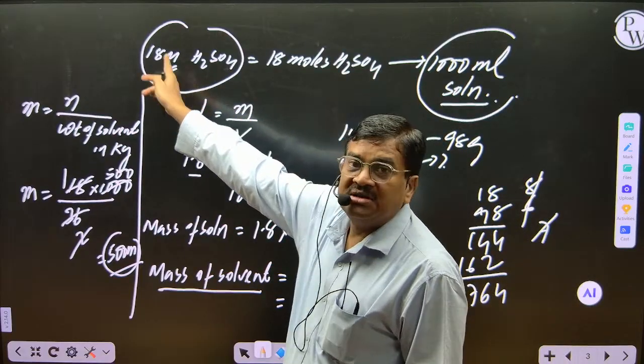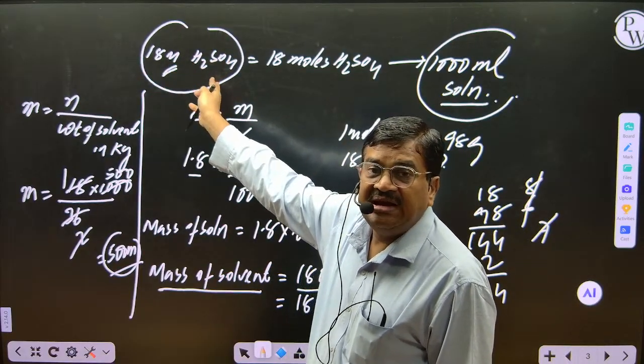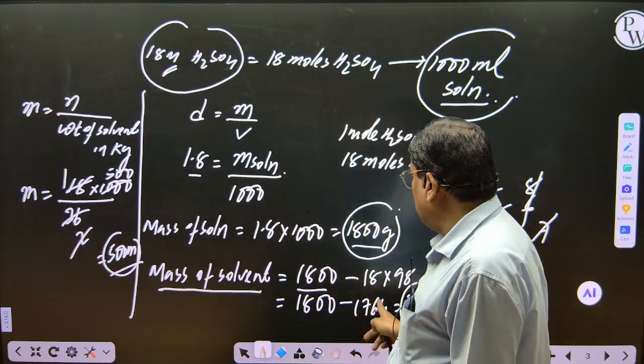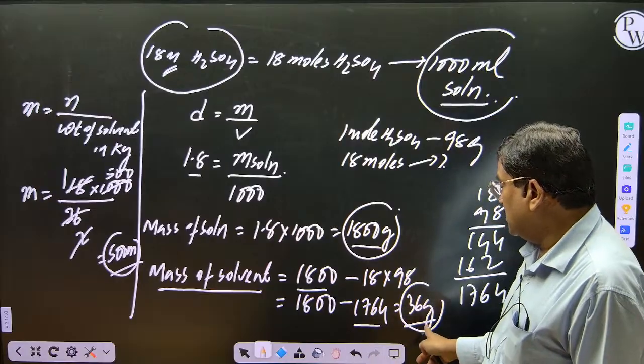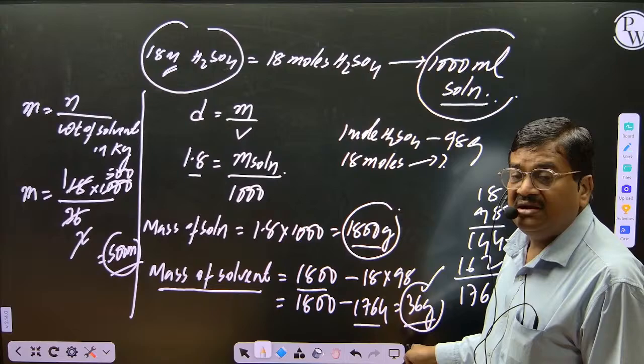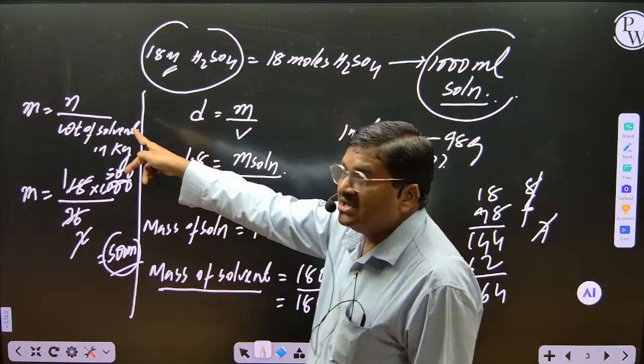As you know, mole concept, 1 mole of sulfuric acid weighs 98 grams. So 18 moles will weigh how many grams? 18 into 98, that is 1764. Subtracting from 1800, we get 36 grams of what is it? Solvent. Now we substitute in the molality.